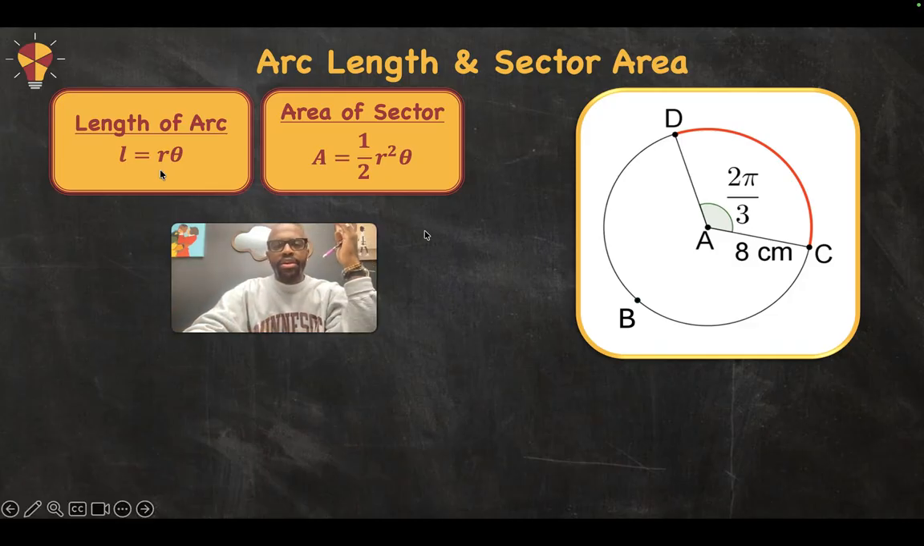As a reminder of how to convert an angle from degrees to radians, you would take the angle that's in degrees and multiply it by pi over 180. And then once you simplify, that's going to be your same angle, but now it's going to be in radians.